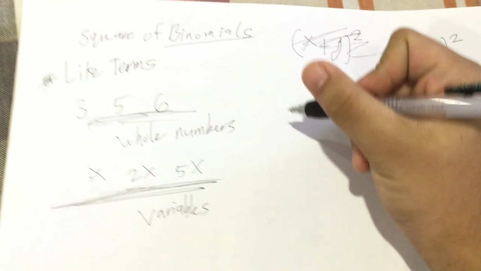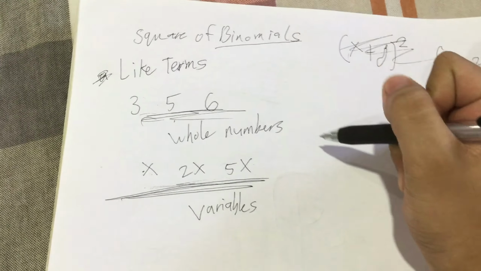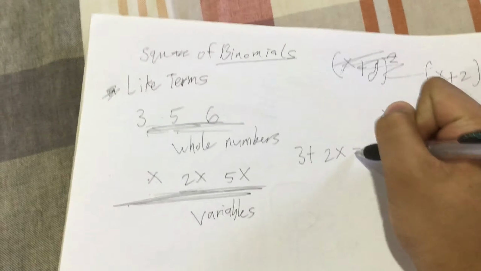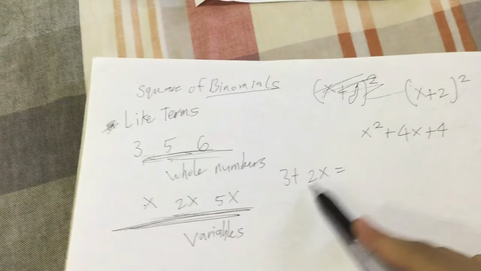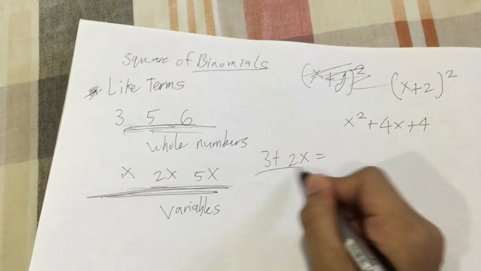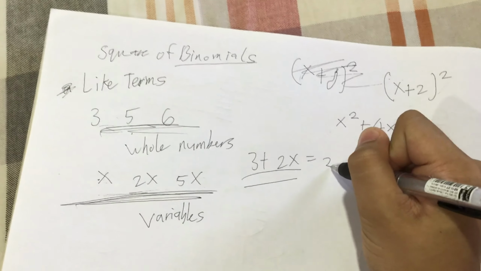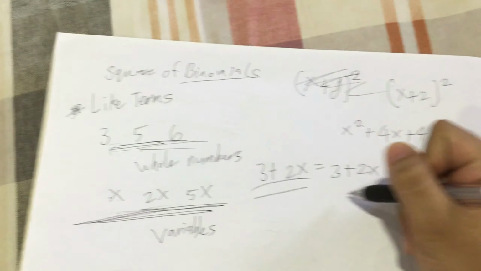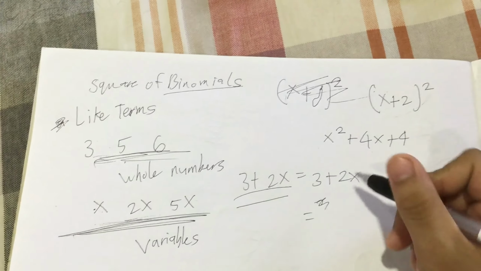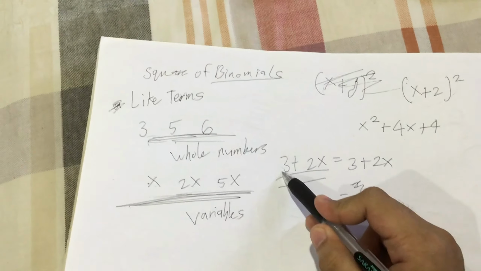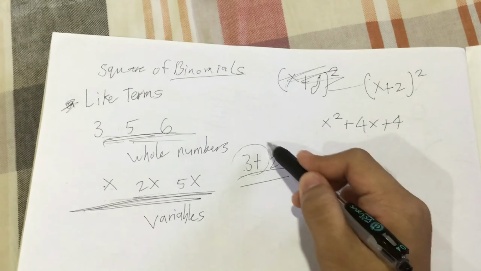So I'm gonna give a situation. What if they say 3 plus 2x? Can you solve them? Well, you see, you can't do anything much because this is already solved. This is already the answer. So you just write down the same thing because there are no like terms. You can't add them together. You can't say 3 plus 2x is equal to 5x because this is a whole number. This is a variable. These guys are different things.